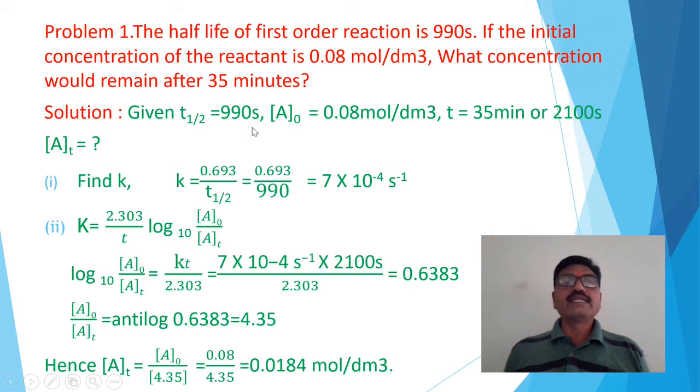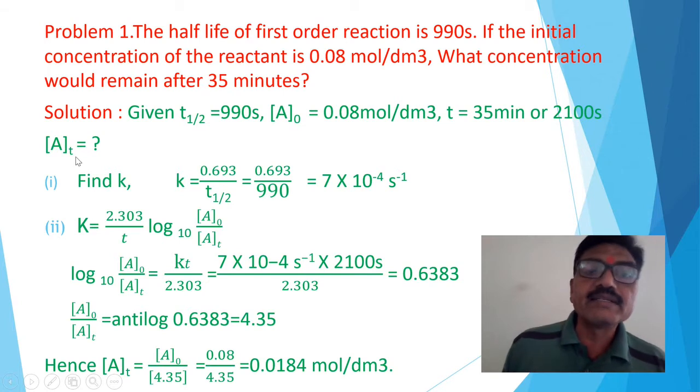T half is 990 seconds. Then the initial concentration of the reactant in moles per decimeter cube is A0, the initial concentration. Then what concentration would remain after 35 minutes? That is, t is equal to 35 minutes. That can be converted into seconds like this: 35 into 60 gives 2100 seconds. Then what do we have to calculate? What concentration would remain means At.